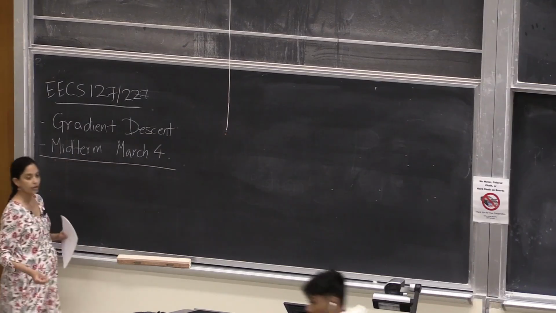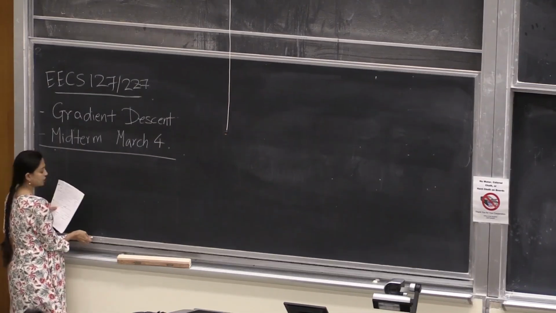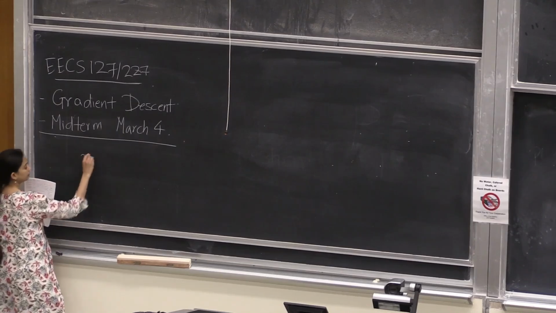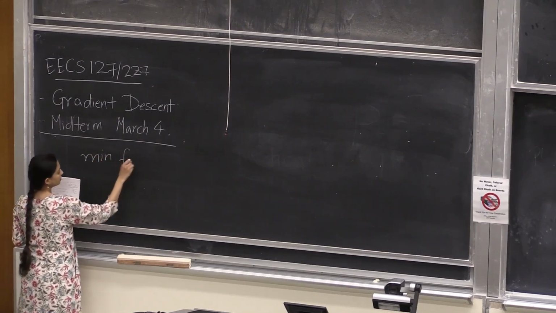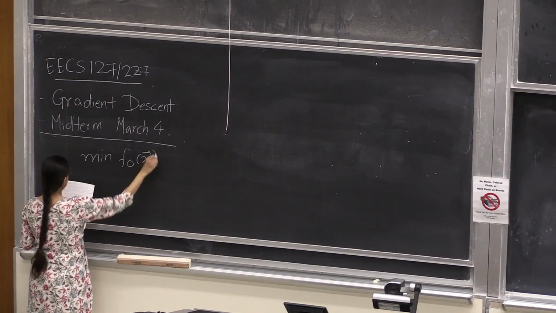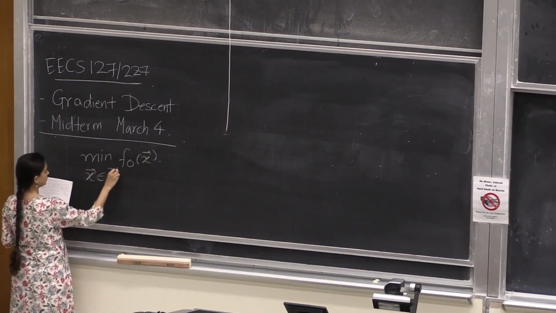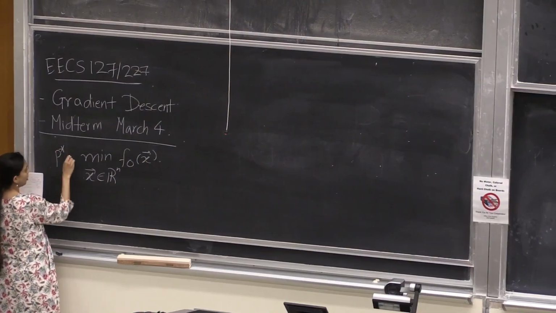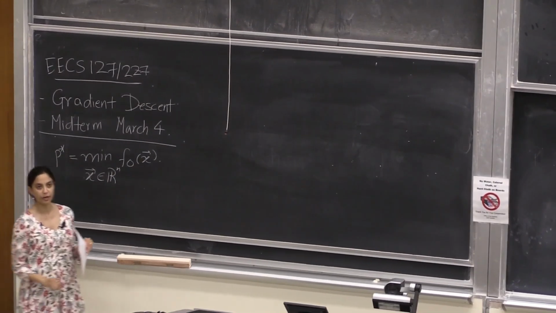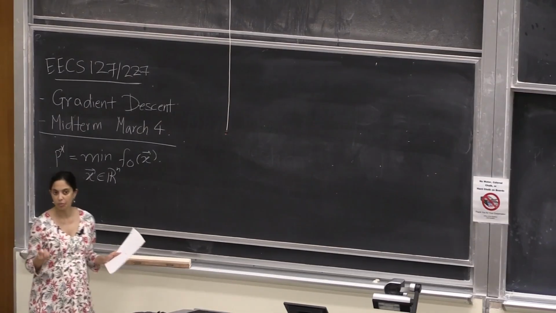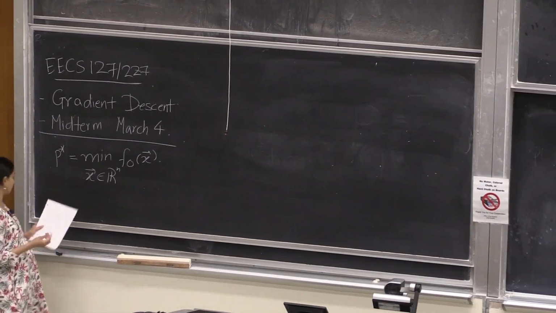So now, let's say we have some optimization problem, right? I want to minimize f naught of x subject to, let's say, x belongs to R^n. And my optimum value I'm going to call p star, right? This is an optimization problem. We've been talking about optimization problems like this for a while now.